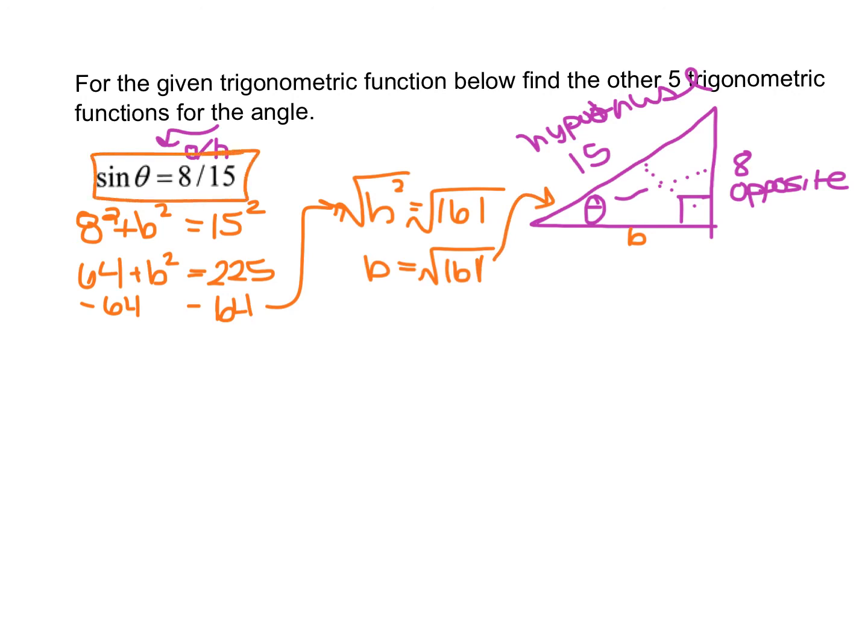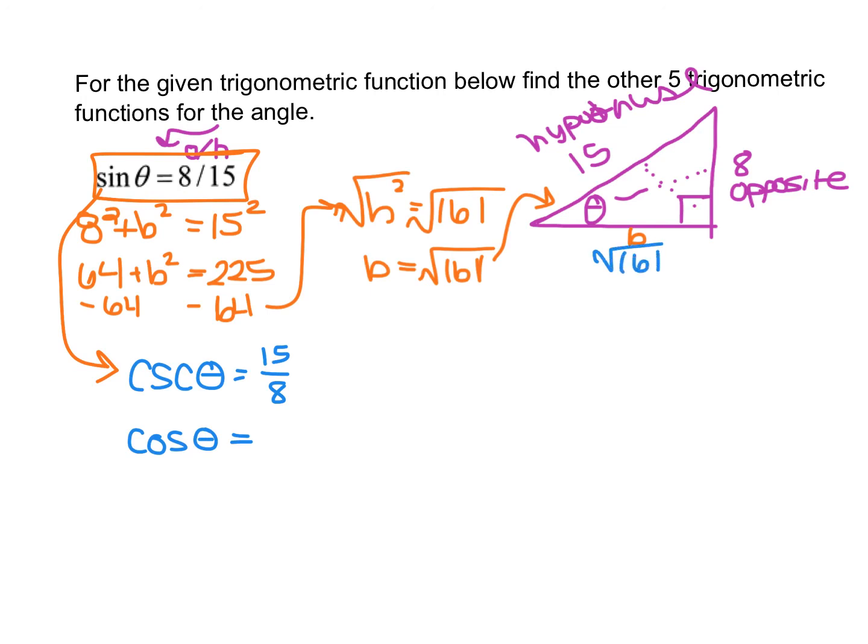So here I had my sine ratio. So I can use sine to help me find cosecant pretty easily because cosecant is just the reciprocal of that. So it's going to be 15 over 8. Cosine of theta is going to be adjacent over hypotenuse. Well, I now know that my adjacent is the square root of 161. So I have the square root of 161 over my hypotenuse, which is 15. I then can find secant because it's the reciprocal of that, so it's 15 over the square root of 161.